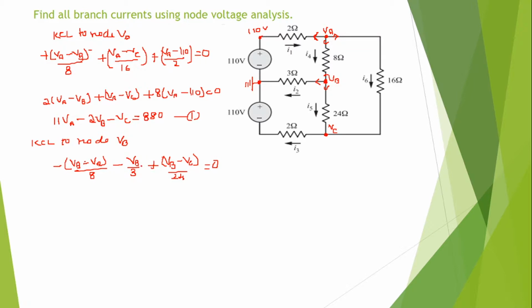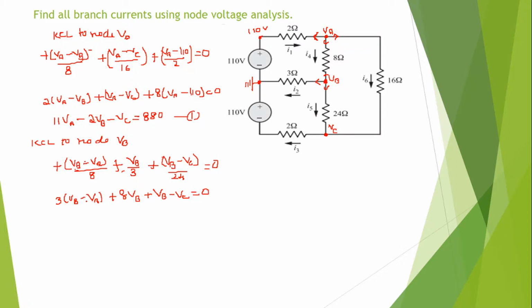So, I will multiply with the minus sign, so everything becomes a plus. The LCM of these three, 8, 3 and 24, is 24. I'll take the LCM as well as cross multiply. So what I will get: 3 into (VB minus VA) plus 8VB plus (VB minus VC) equal to 0.